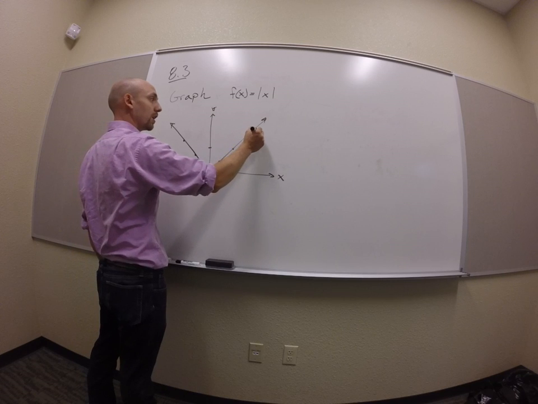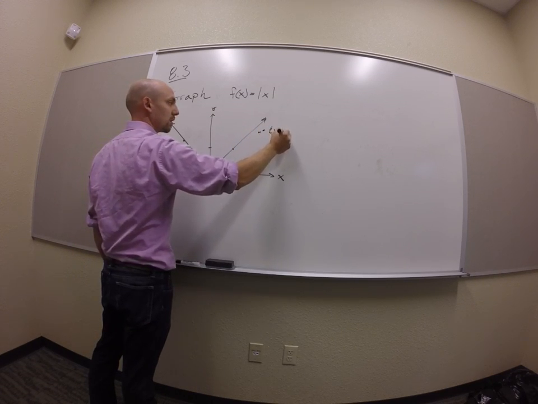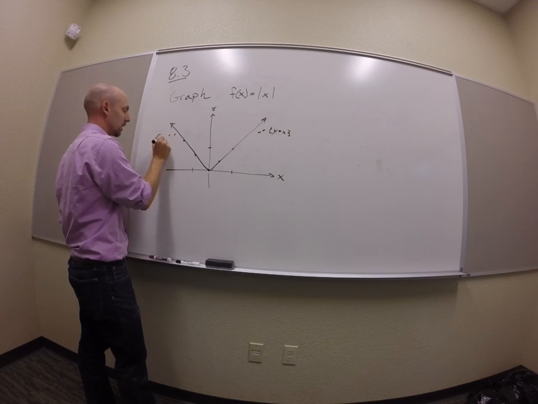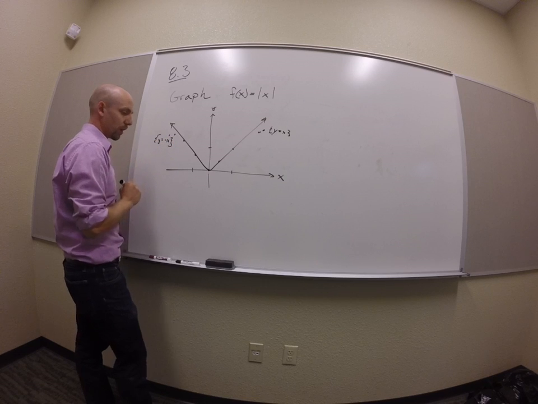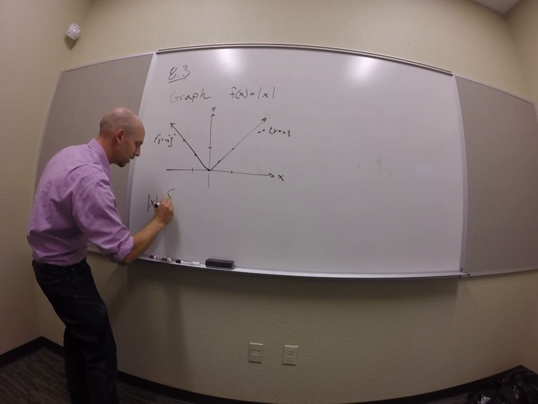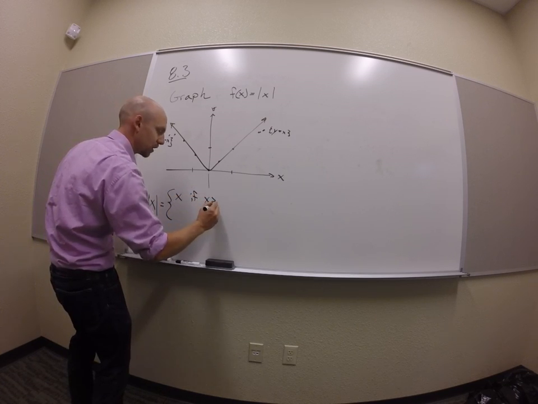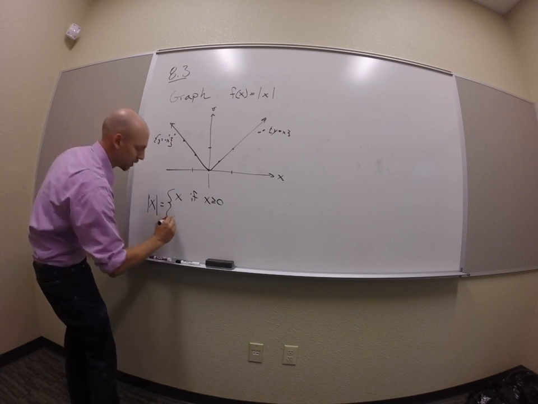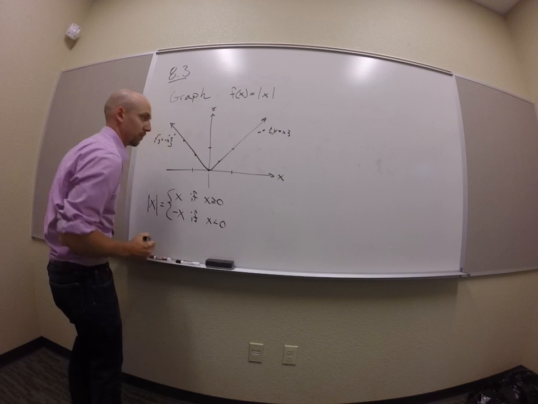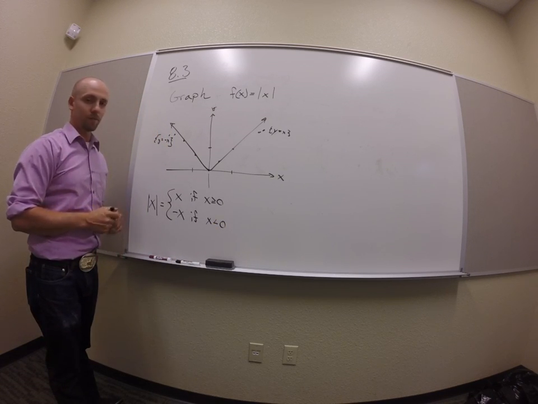So over here I'm thinking, well, this is like y equals x. And over here I'm thinking, well, this is like y equals minus x, which is why we wrote down that other formula. So we might remember that the absolute value of x is the same as x sometimes, specifically when x is bigger than or equal to 0, and it's the same as minus x sometimes when x is less than 0. Okay, so here's the graph of the absolute value of f.